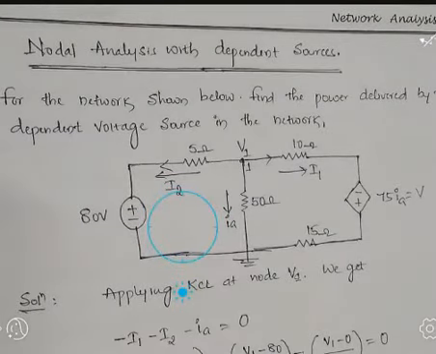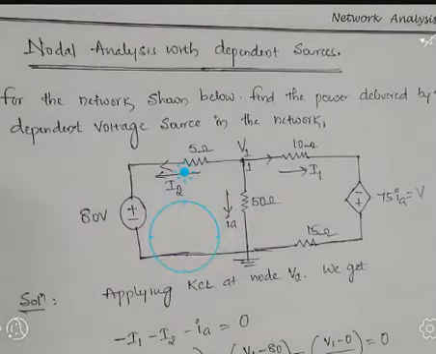Nodal analysis with the dependent sources. Dependent sources may be of four types. It may be a voltage dependent voltage source, voltage dependent current source, current dependent voltage source, and so on. So, in today's session, we'll discuss how to analyze a given network with dependent sources using the nodal analysis method. We will see this concept with an example.